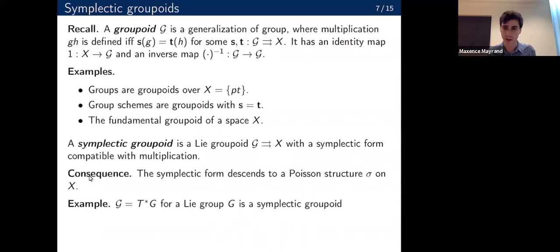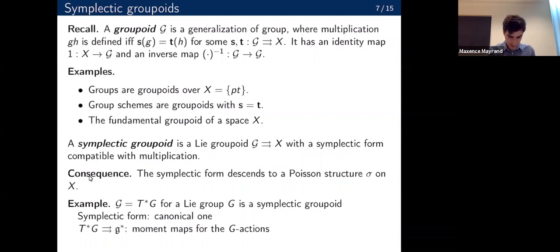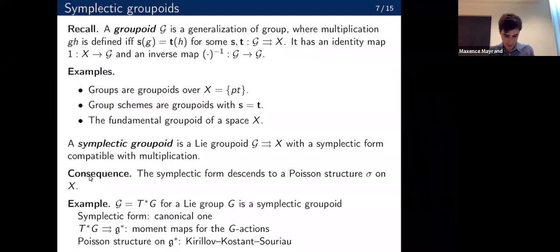The main example of a symplectic groupoid is when you take the cotangent bundle of a Lie group. That's a symplectic groupoid where the symplectic form is just the canonical one on the cotangent bundle. The moment maps for the source and target maps are the moment maps for the left and right actions of G. And the Poisson structure is, as expected, just the Kirillov-Kostant-Souriau Poisson structure on the dual of the Lie algebra. So that's a very important example. That's the main example that we will use to get the Ginzburg and Kazhdan examples.